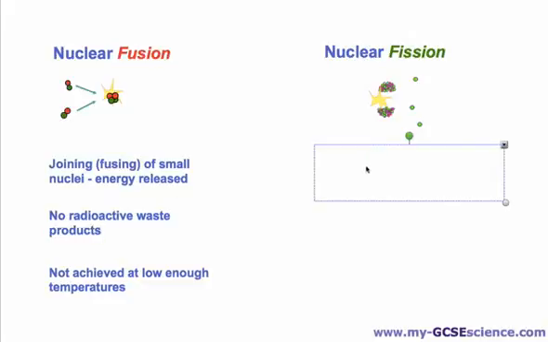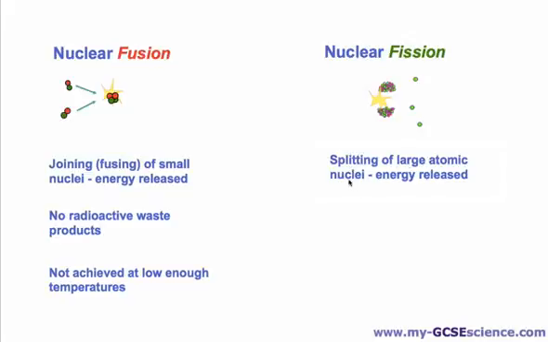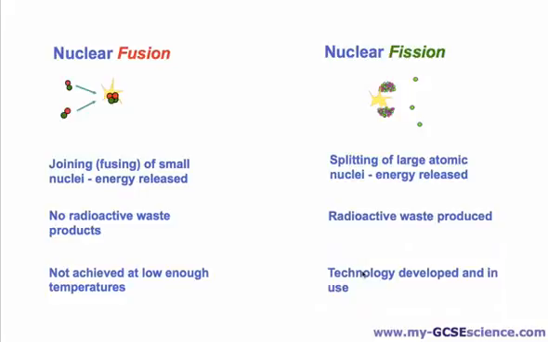With nuclear fission, however, we have the splitting of large atomic nuclei, and energy is released. Similarly to fusion, in that energy is released, we have radioactive waste produced. So when the fuel rods are finished with, they are radioactive for a very, very long time, and they have to be kept safe for a very long time. And the last thing is, we do have the technology developed and it is in use. So here's a couple of comparisons for nuclear fusion and nuclear fission. Make sure you don't get those two mixed up, because although they are to do with radiation and radioactivity, the processes are slightly different, and you need to know how they are different.